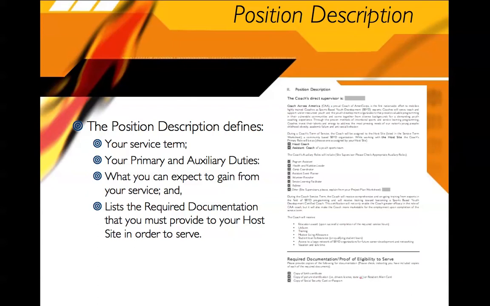Next portion of the contract is the position description, and essentially the position description defines your service term, which we just spoke of. It also defines your primary and auxiliary duties, and essentially what this means is your primary duty will be as head or assistant coach of a youth sports team, and then auxiliary duties will include roles such as program assistant, health and nutrition leader, possibly volunteer recruiter. These are duties as assigned by your host supervisor, so make sure you have a detailed conversation before checking any of these boxes with your site supervisor.